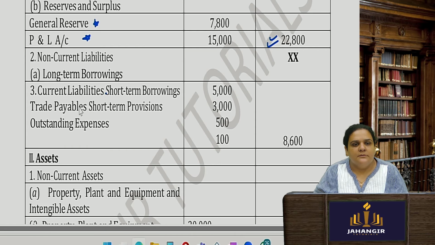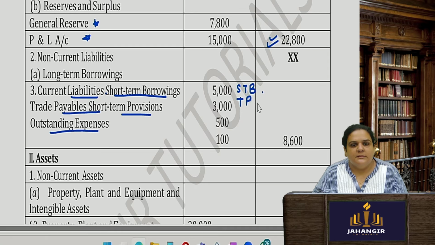Short-term borrowings, okay, this is your short-term borrowings. This is your trade payables. This is your short-term provision and this is your outstanding expenses. Okay, so total of your current liabilities is 8,600.